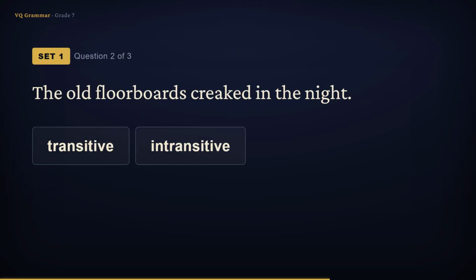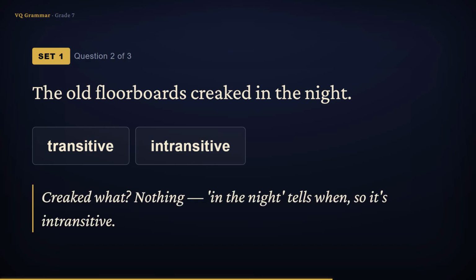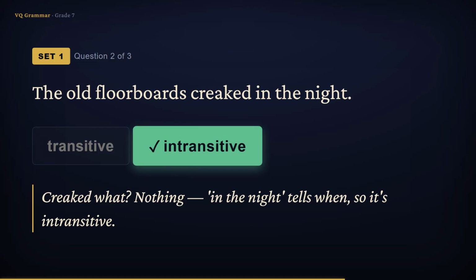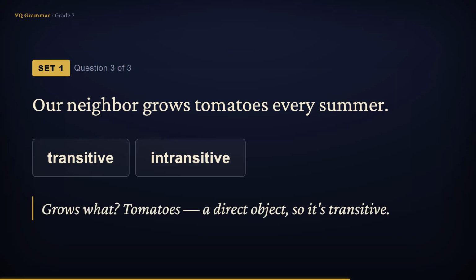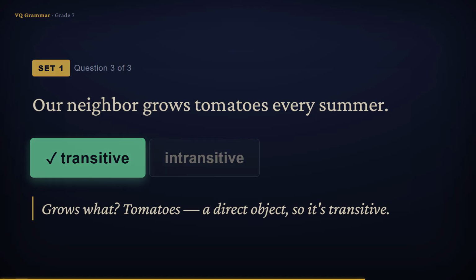The old floorboards creaked in the night. The verb is creaked. Creaked what? Nothing. The phrase in the night tells you when, not what. With no direct object, the verb is intransitive. So the answer is intransitive. Our neighbor grows tomatoes every summer. The verb is grows. Grows what? Tomatoes. That's a direct object, so the verb is transitive here. Watch out, because grows can be intransitive in other sentences, but in this one it takes an object. So the answer is transitive.